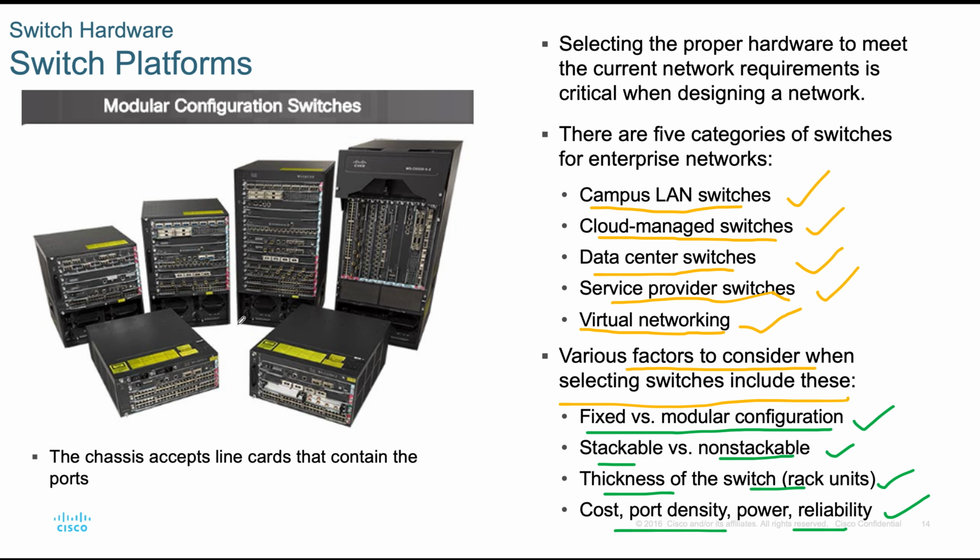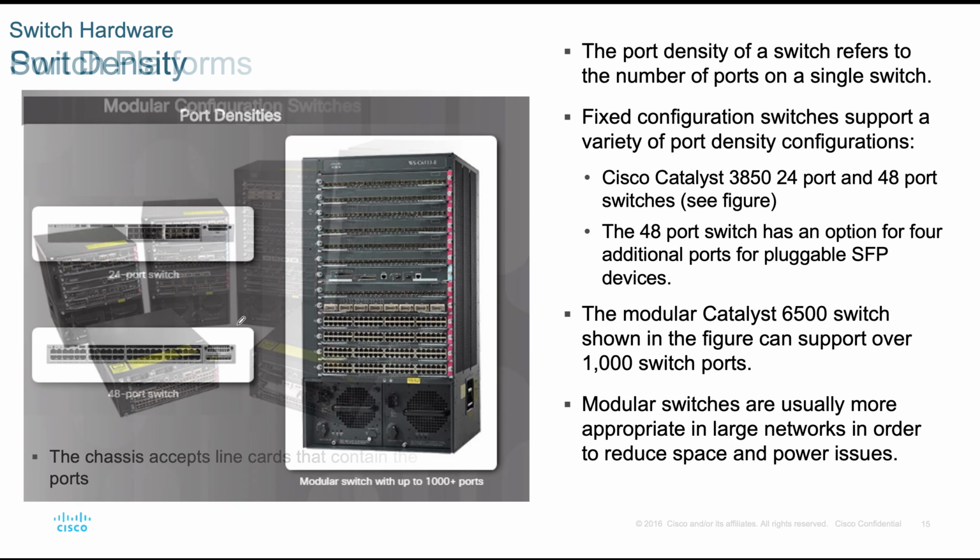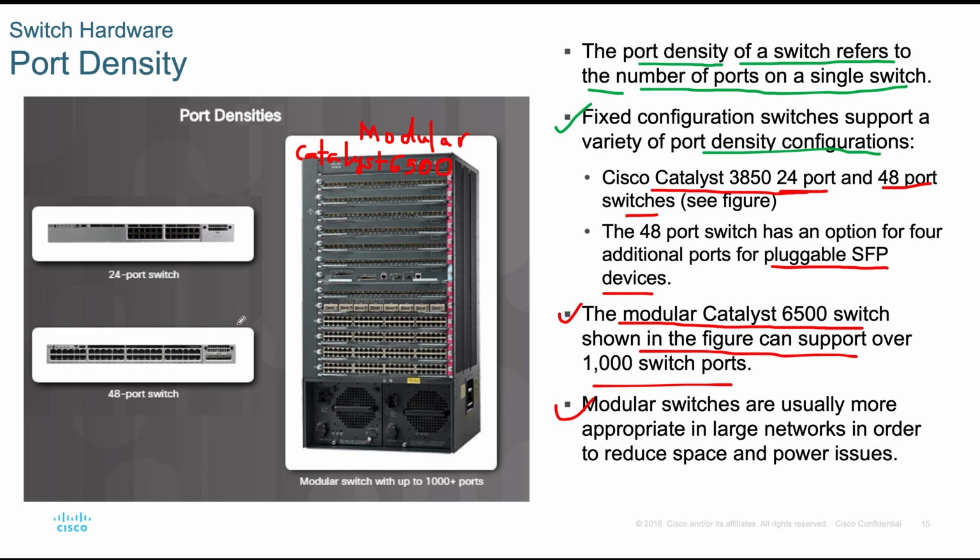And then another factor to consider is the thickness of the switch, the rack unit, and how many ports you can find on the switch. So is it for a large network, small network, or medium network? Then another thing is the cost. For a small network, you don't have to buy very expensive switches with so many ports. We also have to consider the port density, the power, the reliability, and so on and so forth. Is that okay?